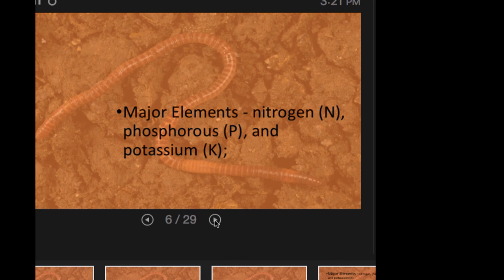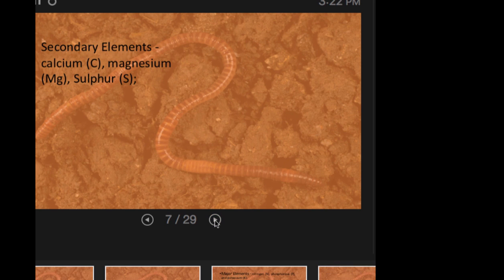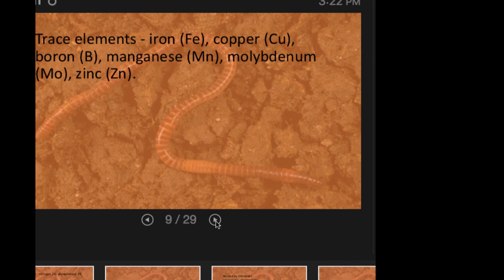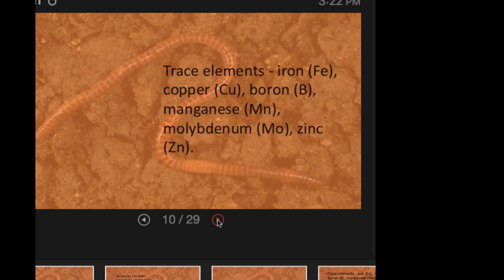Then we go to the secondary elements, which they need for plant growth, as well as calcium, magnesium, and sulfur. And then we've got our trace elements, which are iron, copper, boron, manganese, molybdenum, and zinc. But the three that students really need to know about, especially in stage 4, is just get used to the term NPK: nitrogen, phosphorus, potassium.